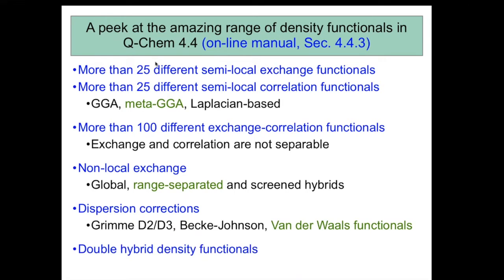And then finally, Q-Chem's got a whole bunch of double hybrid density functionals that we won't talk much about today because they are more computationally expensive, but they are actually probably the most accurate of all if cost is no object. So when I try to answer the question posed in the title today, I'm going to rule out double hybrids because of their cost. But if cost is not an object, that's probably the best you can do.